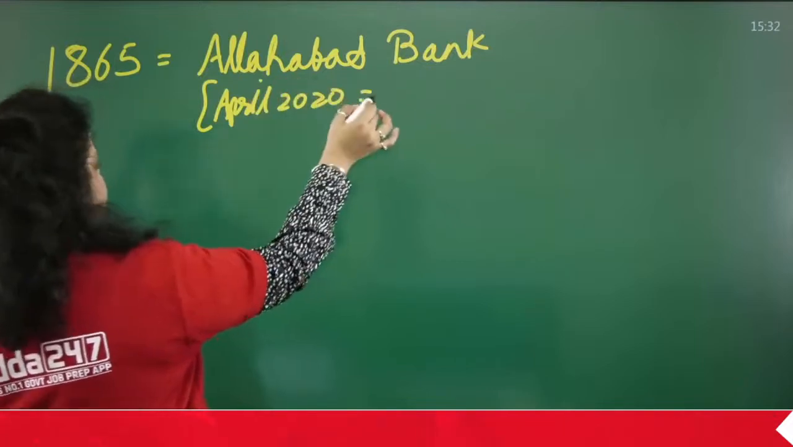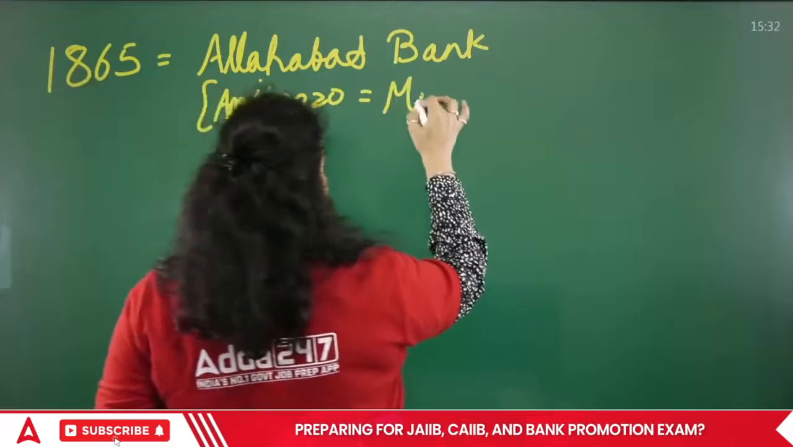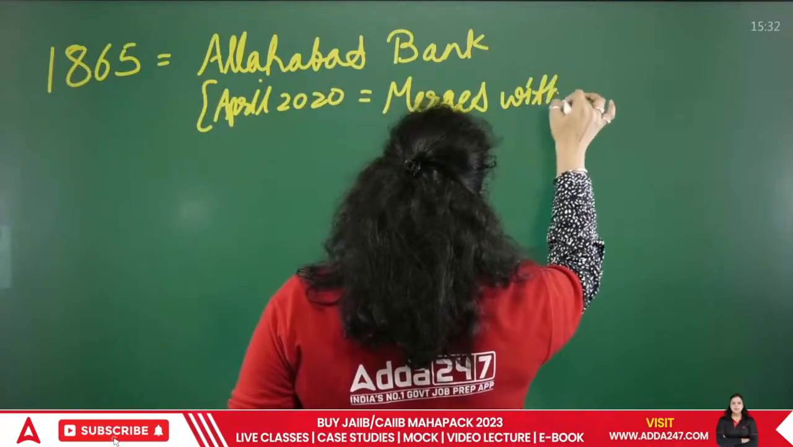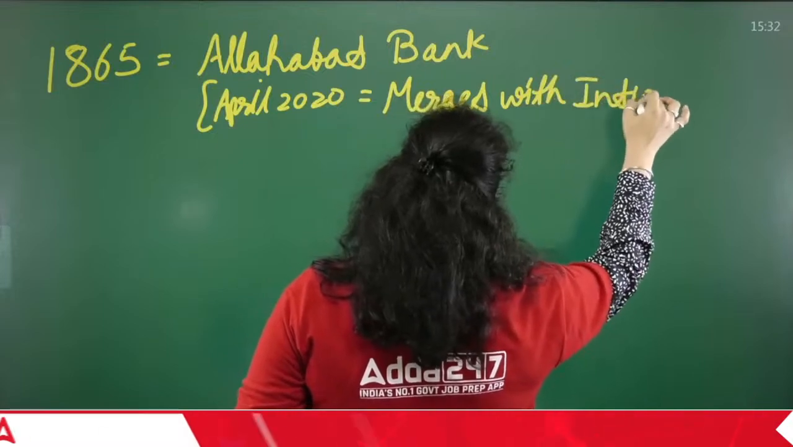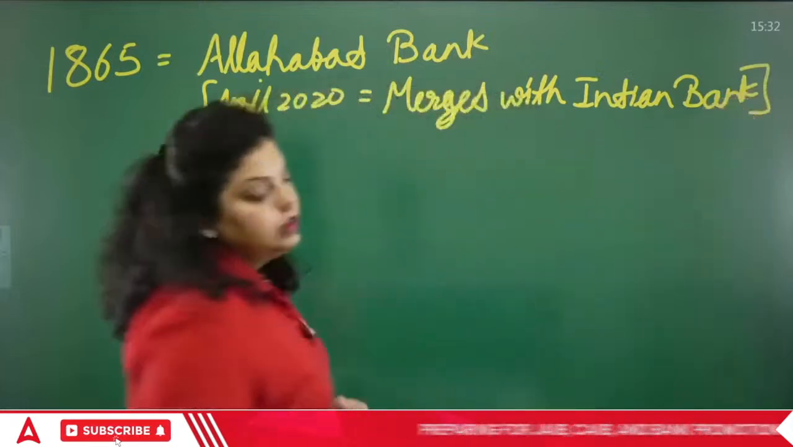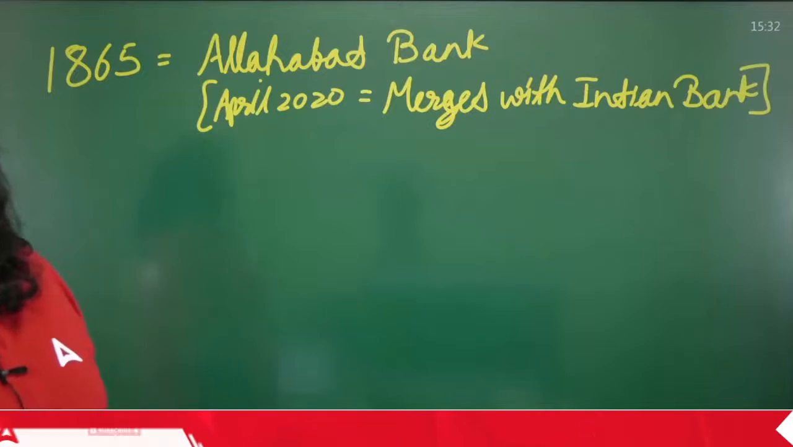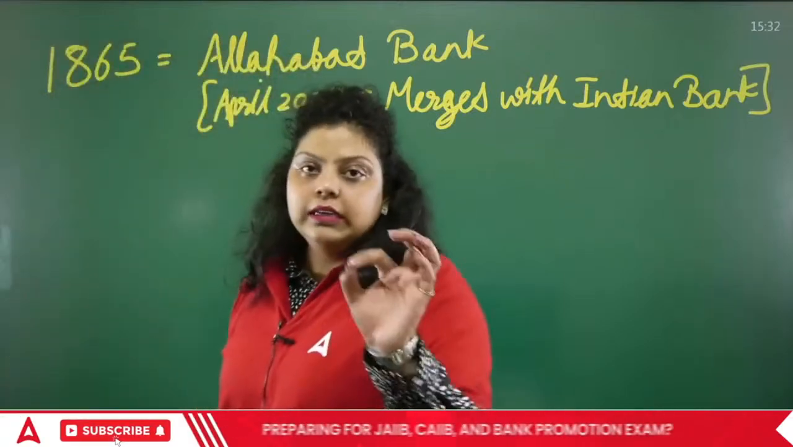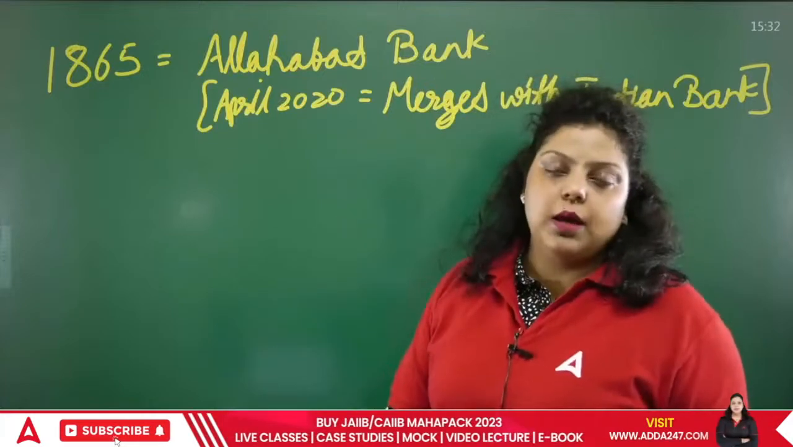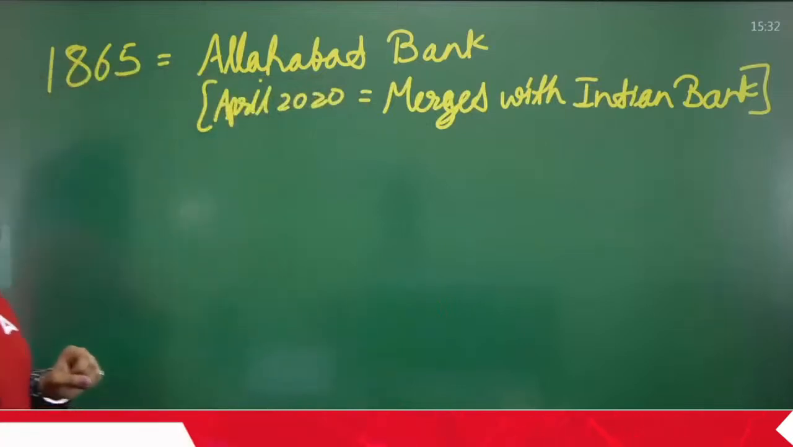Sorry, not 22, 2020. In April 2020, this bank was merged with Indian Bank, and the name given to the bank after the merger was Indian Bank. So Allahabad Bank used to be known as the oldest commercial bank still working in the country till 2020. In April 2020, we merged this particular Allahabad Bank with the Indian Bank, and now these banks are known as Indian Bank.